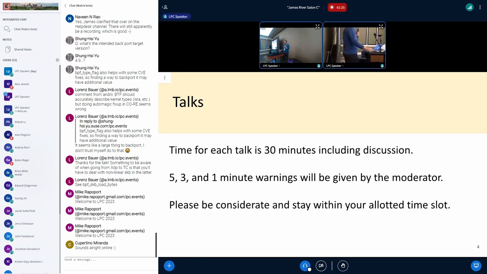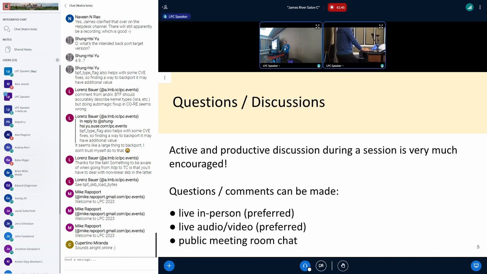In terms of the sessions that we have, each session is 30 minutes. That should also include discussions. We will have warnings if you're going closer to the end. And please make sure that you're staying within your time slot in order to be respectful also to the others. Hopefully, we will have active, productive discussion. That's one of the goals of Linux Plumbers, to drive the ecosystems, the subsystems in the kernel forward.